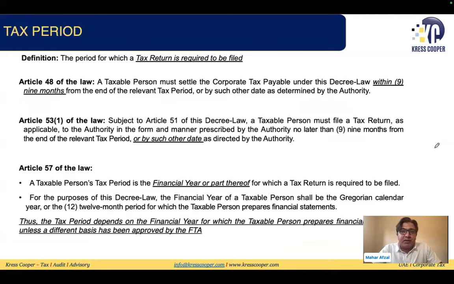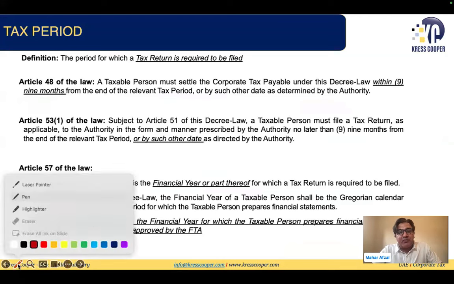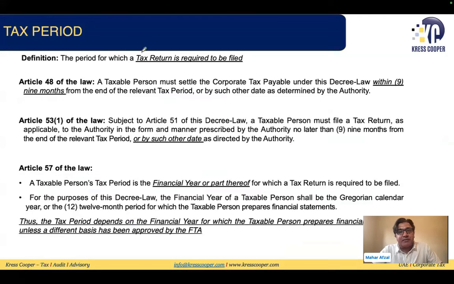The definition says the period for which a tax return is required to be filed is called a tax period. Then Article 48 of the law says a taxable person must settle the corporate tax payable under the decree law within 9 months from the end of the relevant tax period, or any other such date determined by the authority.